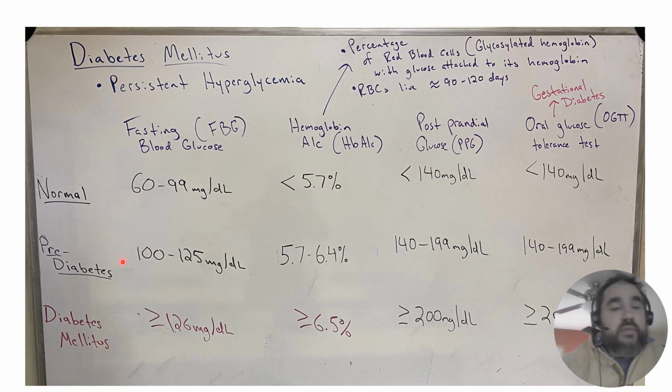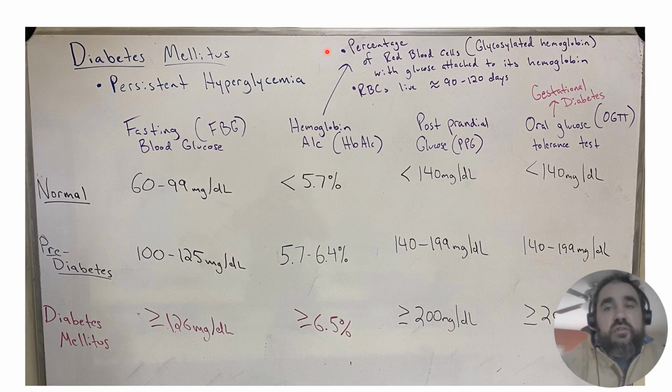Usually we don't see pre-diabetes in type 1 because it's a faster onset, but if you do catch them at the right time, we might see this. In type 2 diabetics, it's a slow progression of insulin resistance, so we're more likely to see this in type 2 diabetic patients.